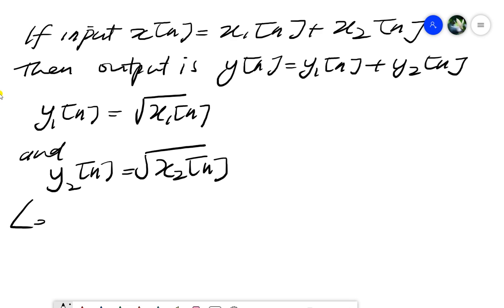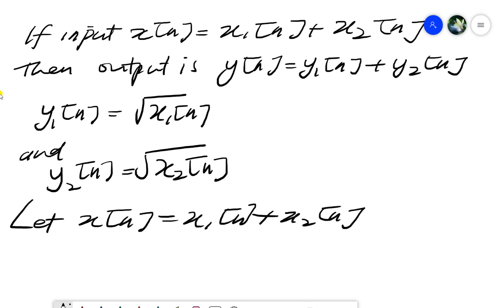So let x[n] equal x1[n] plus x2[n]. Substitute into system.